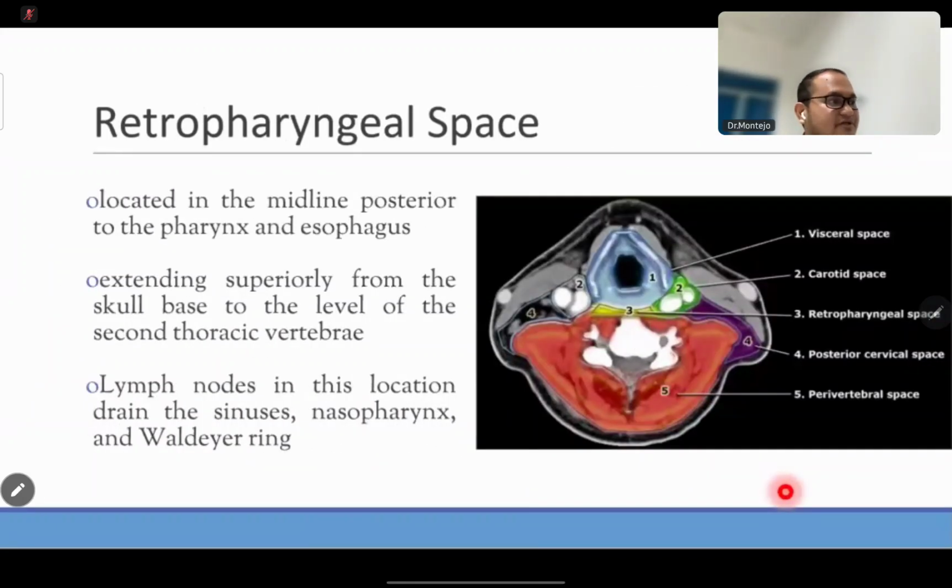Another space would be your retropharyngeal space. Retro meaning back of your pharynx. So this number 3 is your retropharyngeal space, located in the midline posterior to the pharynx and esophagus. Its extent is superiorly from the skull base to the level of the second thoracic vertebra. Usually you have lymph nodes located in this space, commonly in pediatric patients, and it is connected to your sinuses, nasopharynx, and also your Waldeyer's ring.